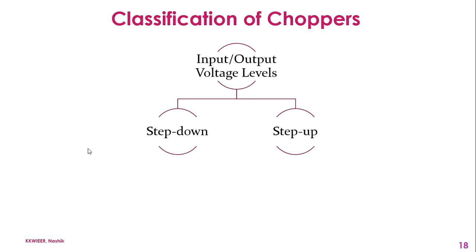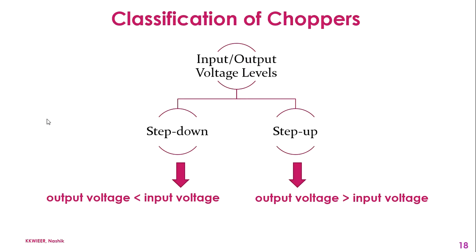So what is this input output voltage level category? It can be further classified as a step down or step up chopper. A step down chopper is one where the output voltage is less than the input voltage, and a step up chopper is one where the output voltage is greater than the input voltage. The name itself suggests that for step down, the input voltage will be more and the load side voltage will be down, so less. And step up means the input voltage will be less and the load side voltage will be more.